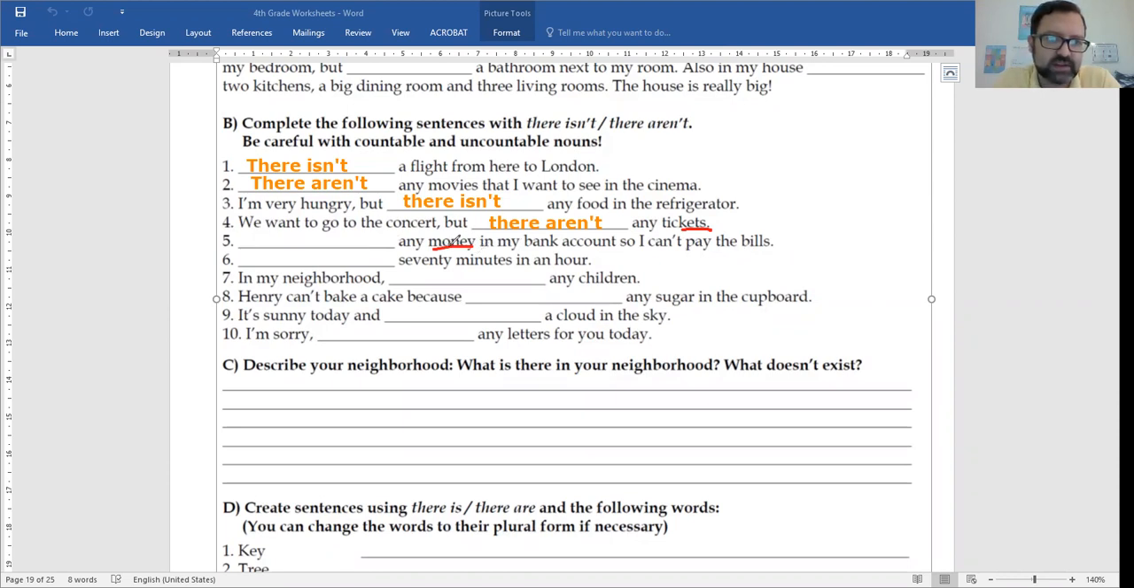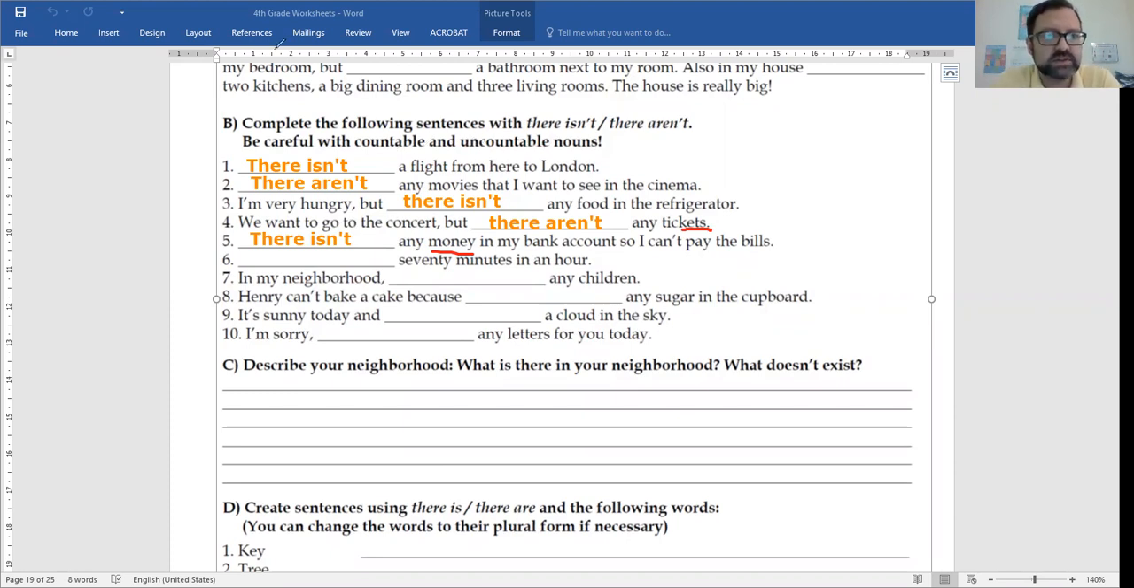Money is an uncountable noun, which sounds weird because we like to count money, but the word money itself is uncountable, okay? So I should have there isn't any money in my bank account, so I can't pay the bills. Once again, if you have an uncountable noun, you should choose isn't, right? That's why they told you, be careful with countable and uncountable nouns here.